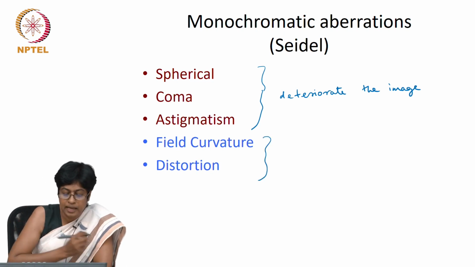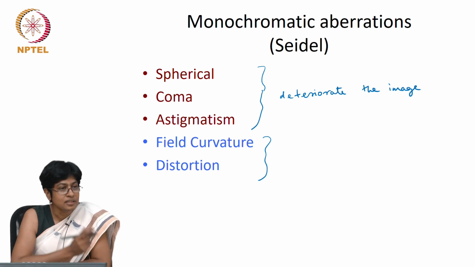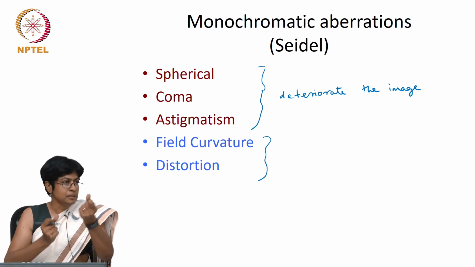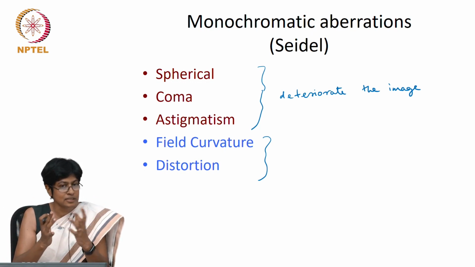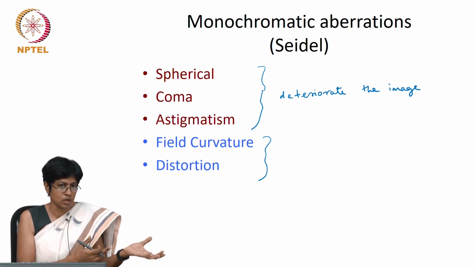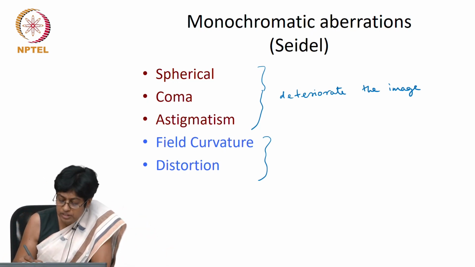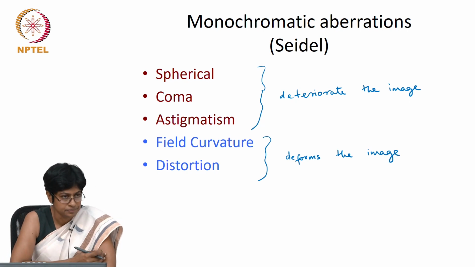These 2, on the other hand, field curvature and distortion, they do not deteriorate the image. You always have a focused image, but you can think of it as maybe the image is stretched, or so. It's focused, but it doesn't retain the same scales and ratios with respect to the object. Okay, so it kind of just deforms the image. And we look at these one by one.